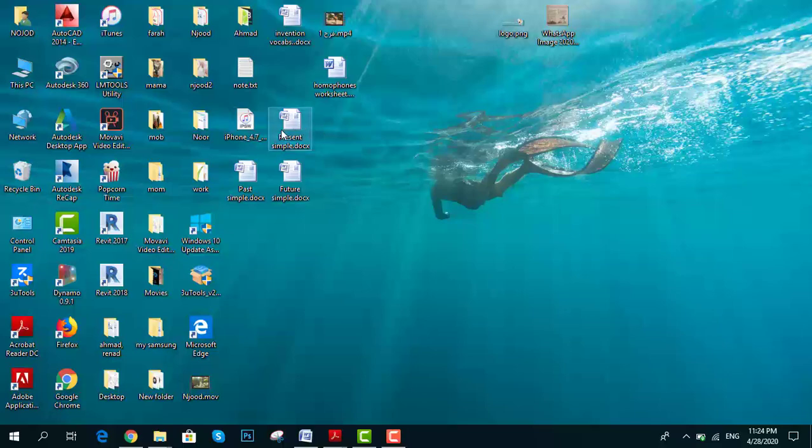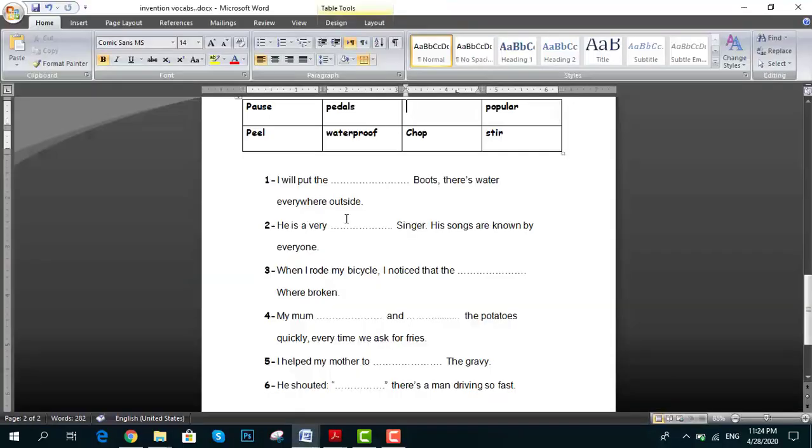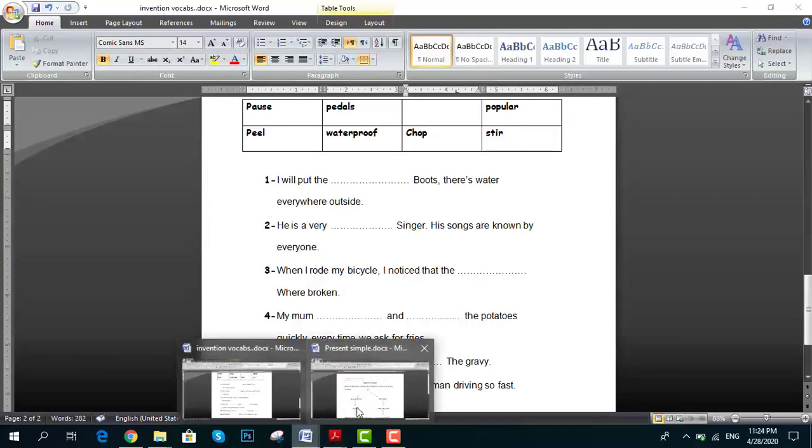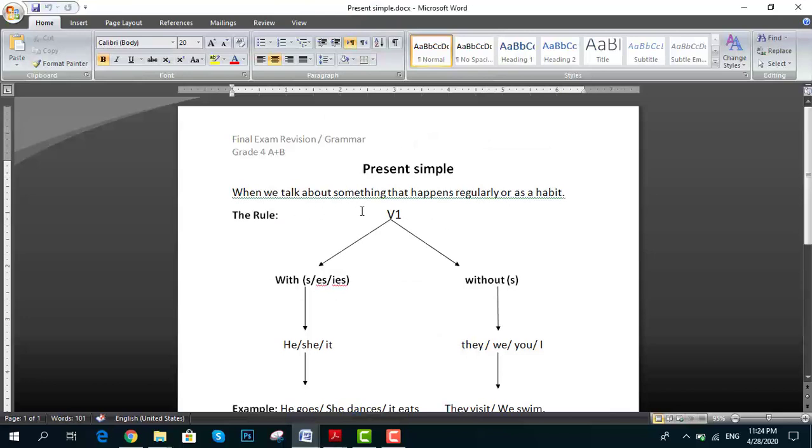Okay, going to present simple. Present simple is when we talk about something that happens regularly or as a habit. You do it maybe every day, every week. You do it sometimes, you never do it, you like to do it. So this is what present simple is all about.